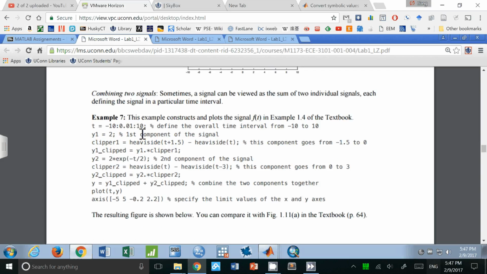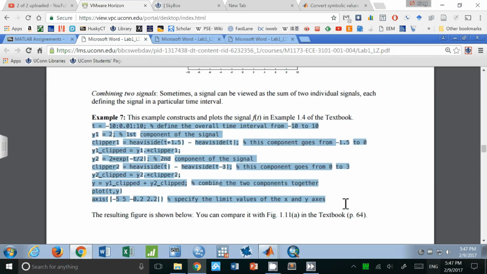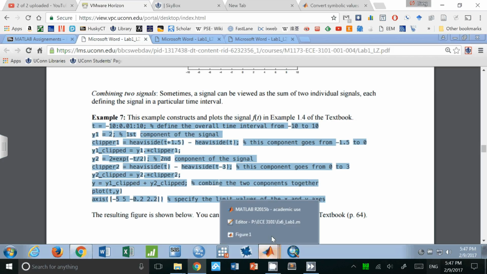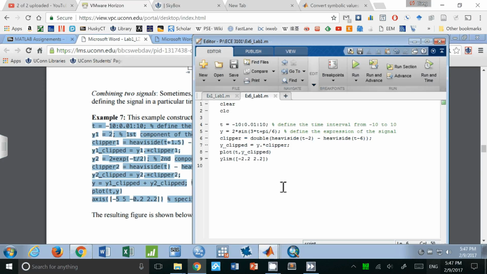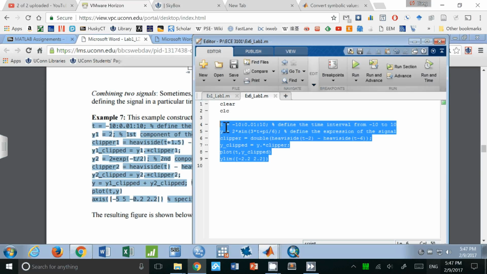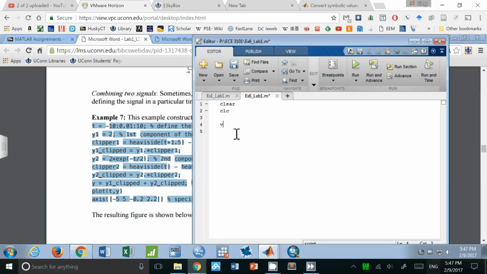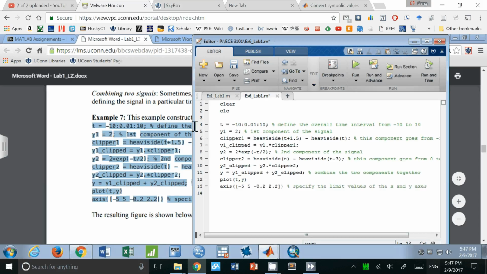Similarly, we can do a combination of two signals. This is what example 7 does. And you can do the copy paste. And remember, for the clipper, make sure you have it implemented with the double conversion. So let's do that again. This will be example 7. So I can copy this and I'll save this.